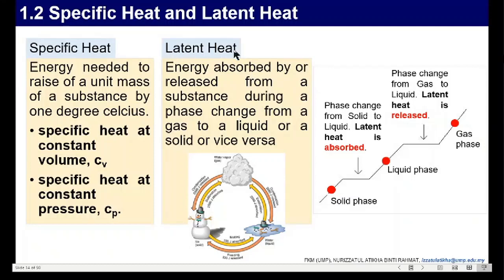So what is latent heat? It's different from specific heat. Latent heat is the energy absorbed by or released from a substance during a phase change from a gas to a liquid or a solid, or vice versa. For example, shown in this graph, we have the solid phase, liquid phase and also gas phase. From the solid phase to the liquid phase, we have a phase change from solid to liquid, and latent heat here is absorbed. And then from the liquid phase to the gas phase, latent heat is released.